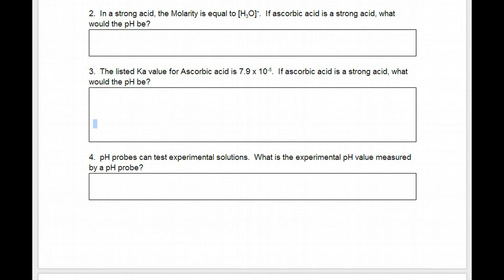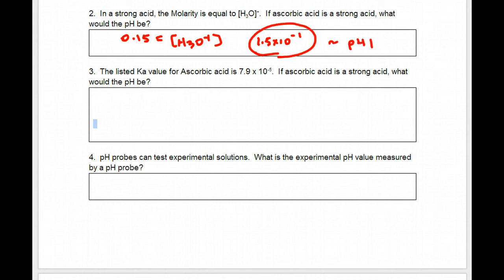For number 2, in a strong acid, the molarity is equal to the concentration of H3O+. If the ascorbic acid is a strong acid, what would the pH be? So what we found was that the molarity of the ascorbic acid was 0.15. So if we assume that it's a strong acid, then that's going to be the molarity of the H3O+. The way you can write out 0.15 in scientific notation is 1.5 times 10 to the power of -1. So if we're taking the negative log of this number, we can assume that it's going to be somewhere around a pH of 1. When you actually calculate it, it should be around 0.82.